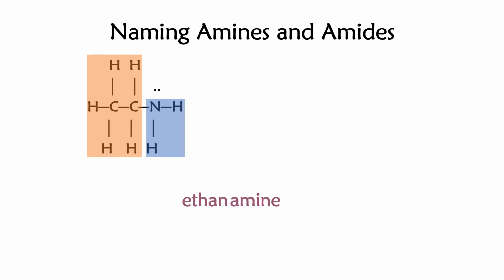And because it's an amine, I also want to tell where exactly, or on which carbon, I have the nitrogen. So in this case, our nitrogen is at the first carbon, so that will be the complete name, 1-ethanamine.